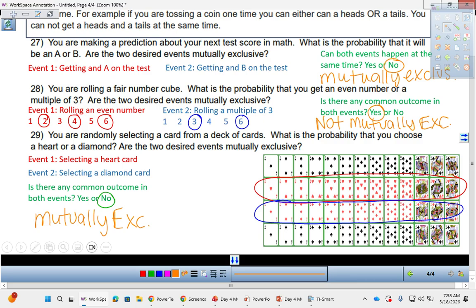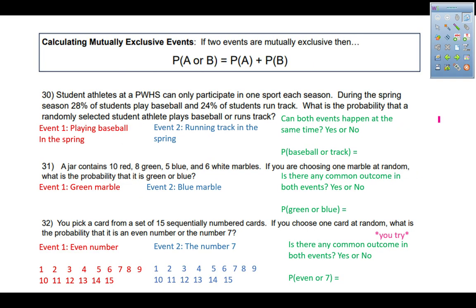Once you can determine that something is mutually exclusive, then there's a formula to calculate its probability. The formula is the probability of A or B is equal to the probability of A plus the probability of B. Probability of A and B is P of A times P of B. So you're going to start to have these formulas that look similar. And means multiply, or means add. Okay? So we're going to do this first one together.